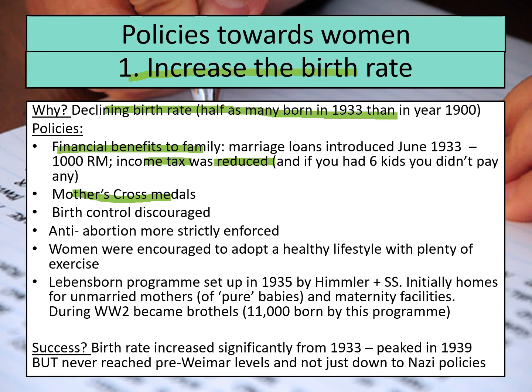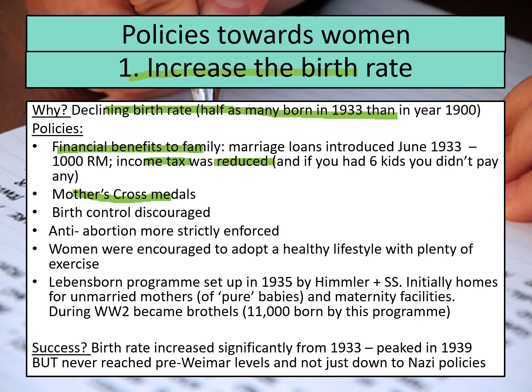If you had 4 children, you got a bronze medal. If you had 6 children, you got a silver medal. And if you had 8 children, you got a gold medal. If you had 10 children, your 10th child would have Hitler as their legal godparent. So this was something that many women tried to aim for.